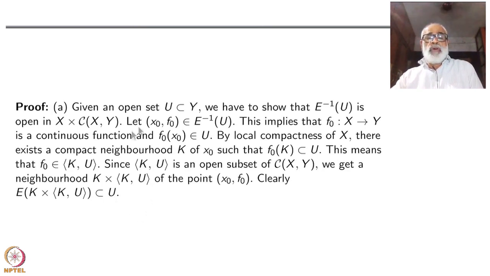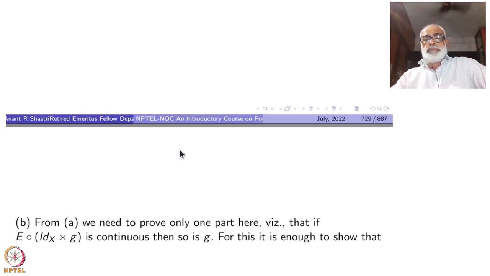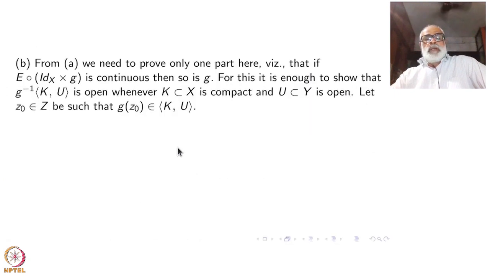Okay, so we have found a neighborhood of the point which is completely taken inside U by E, that is the meaning of E being continuous. Now let us prove B. So now we start with an arbitrary space Z and a continuous function G. Identity cross G is continuous. E is continuous because we have proved it in A. So the composite is continuous.